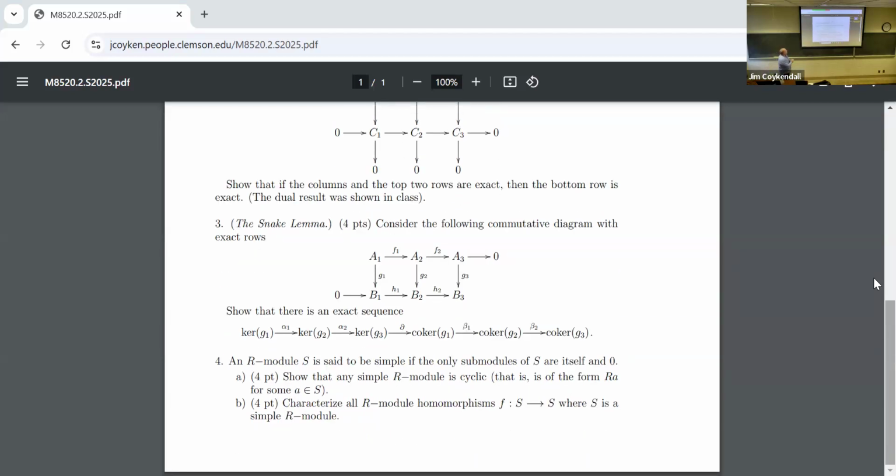Finally, an R module S is said to be simple if its only submodules are itself and zero. Show that any simple R module is cyclic. And this is the definition of cyclic, that is, it's of the form R times a for some a in S. And then characterize all R module homomorphisms from S to S, where S is a simple R module. Think about kernels and images because you've got a limited number of possibilities.